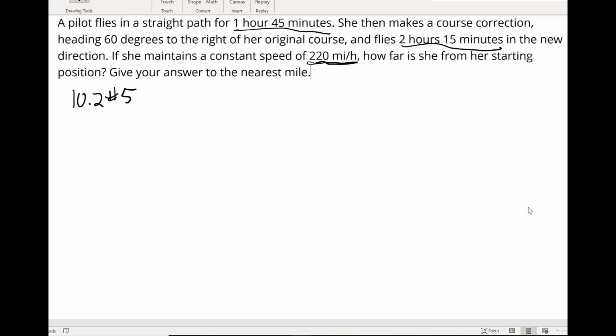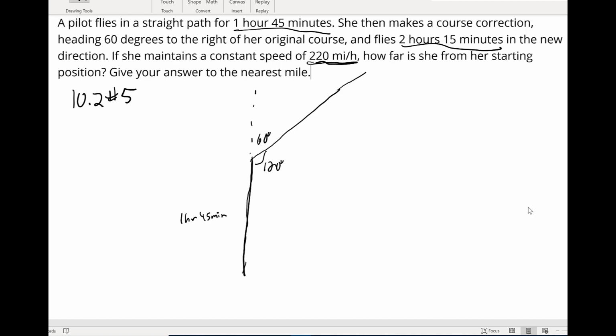From a starting position, how far is she from her starting position? Give your answer to the nearest mile. So I'm going to draw a little picture, and it really doesn't matter which way you orient this. I'm just going to go vertical. So she's going vertical for so long. This is the 1 hour 45 minutes portion, and then she goes 60 degrees to the right. Maybe I should make that a little more exaggerated. We'll call this 60 degrees, which means this angle here is 120 degrees.